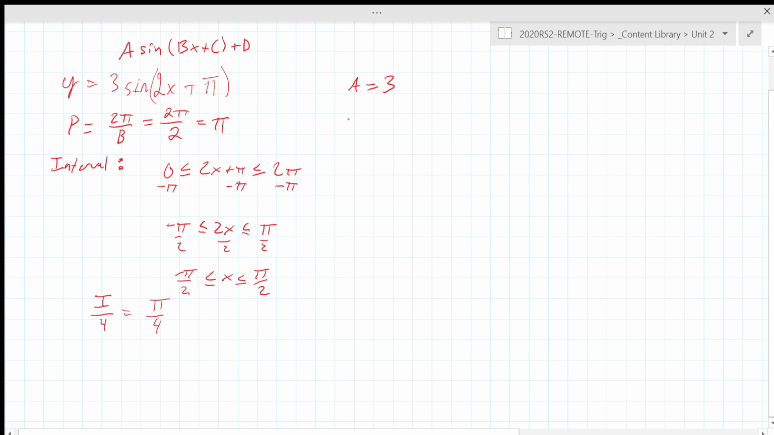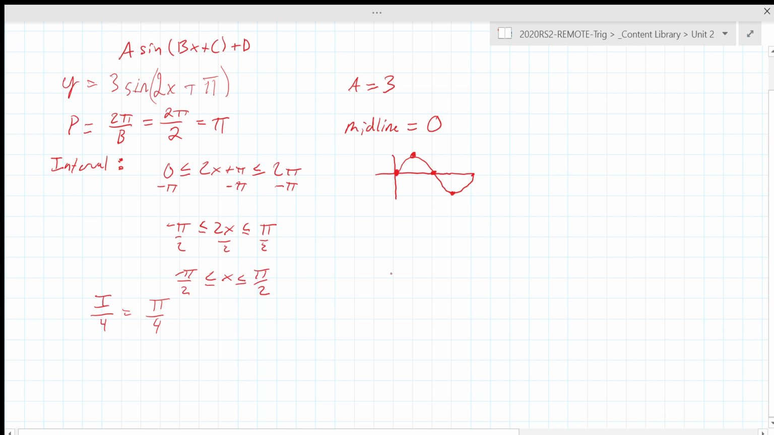And then the midline. Now the midline is usually the d value, but here we don't have a d value, so the midline is 0. And lastly, we identify what type of function we're dealing with here, which is a sine function. So it starts at the midline, and then it's going to go up the amplitude, back to the midline, down the amplitude, back to the midline. So that's the pattern that positive sine follows.